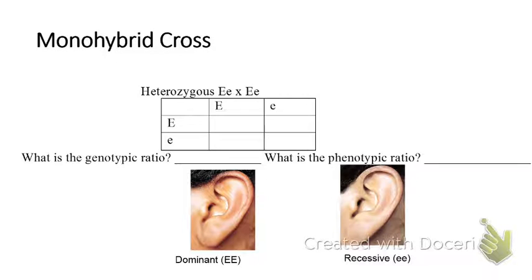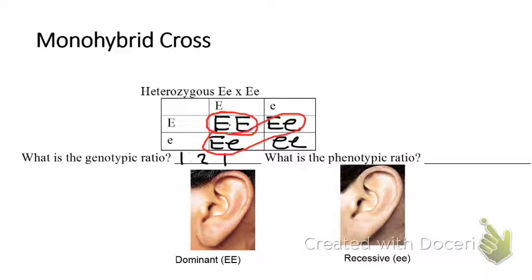If two people who are heterozygous mate, then the genotypic ratios will be different than the previous cross. The genotypic ratio will be 1 to 2 to 1. We will have one homozygous dominant, and we will have two heterozygous, and we will have one homozygous recessive.